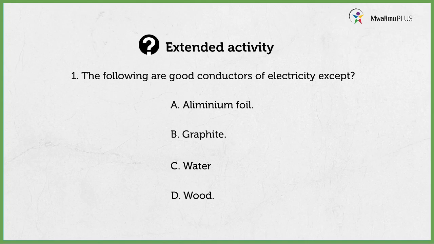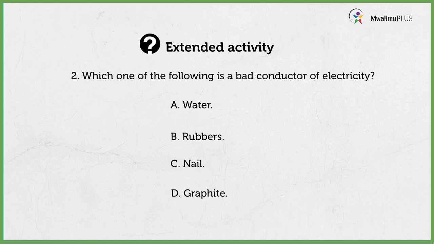It is like this. The following are good conductors of electricity, except, again, the following are good conductors of electricity except A, aluminium foil, B, graphite, C, water, D, wood. Please, during your free time, provide the correct answer for that question. Let us look at the next one.